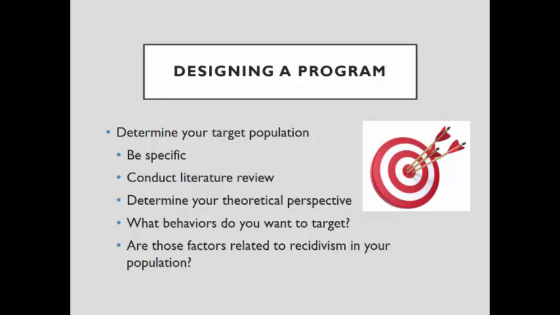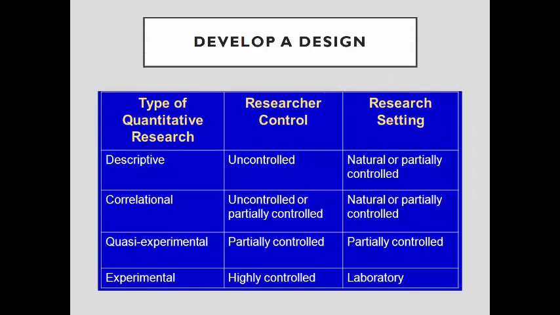So what you do is you conduct your literature review. You're going to do that using PsycInfo. You're also going to look at your theoretical perspective, which likely, if you've been reading your lecture notes, will be cognitive behavioral. You want to figure out what behaviors you want to target. Do you want to target anger? Do you want to target sexual violence? Do you want to target domestic abuse? Do you want to target substance abuse? And you want to make sure that the factors that you're targeting are related to recidivism in the population. So you're not going to be targeting hair design among sex offenders, because that's completely unrelated, or grooming potentially, which may or may not be related.